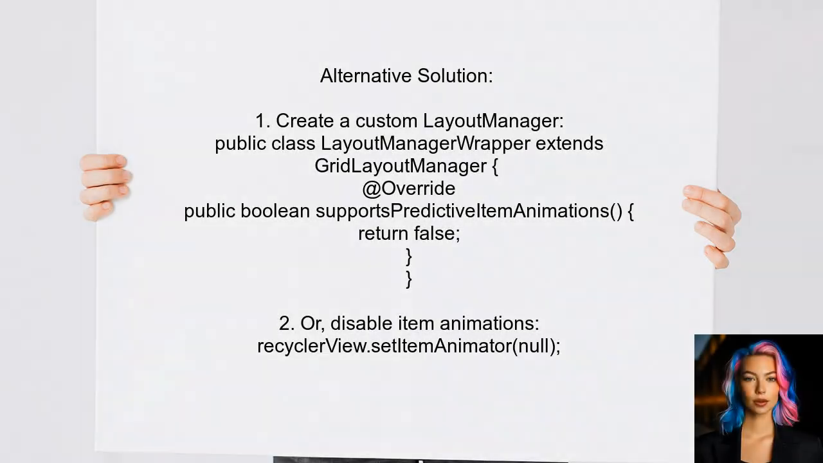An alternative solution provided by another user suggests creating a custom class for your layout manager. By overriding the supportsPredictiveItemAnimations method and returning false, you can prevent the inconsistency issue.